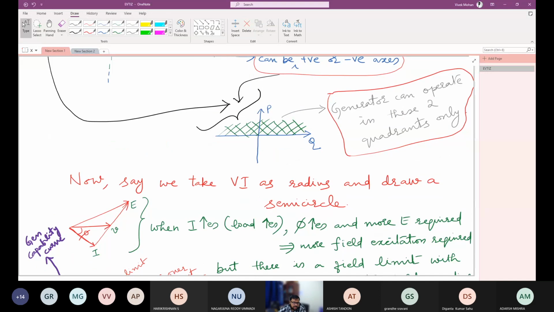So this is what is the capability curve of a synchronous generator.